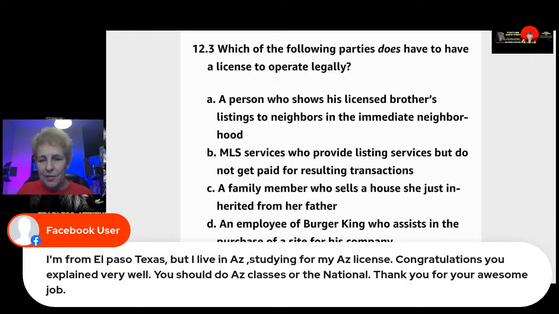All right. So a Facebook user says, and that is Pilar, I'm from El Paso, but I live in Arizona, studying for my Arizona license. Congratulations. You explained very well. You should do Arizona classes or the national. Yeah, I do a lot of national, Pilar. Thank you for your awesome job. Aw, thank you so much.